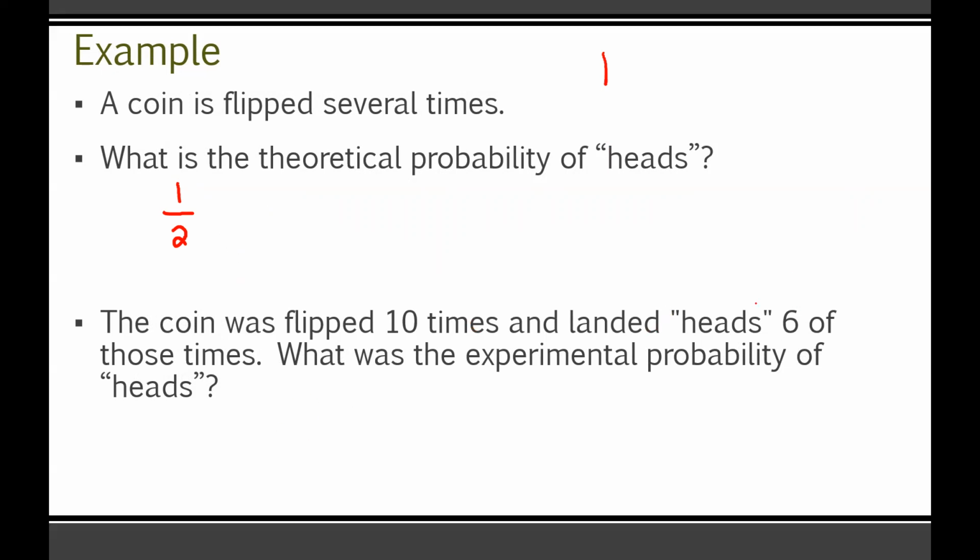Well, in this case, since it landed heads 6 times, 6 successful outcomes out of 10 outcomes in total, so 6 out of 10. I didn't mention it before, but probabilities as fractions can always be reduced. This, of course, could be reduced by dividing by 2 on the top and the bottom, so that would give you 3 out of 5. So the experimental probability in that case would be 3 out of 5 rather than 1 out of 2.